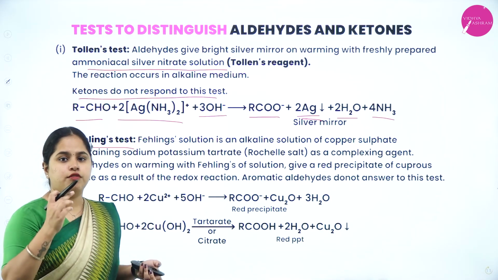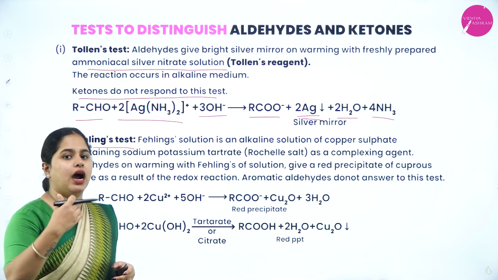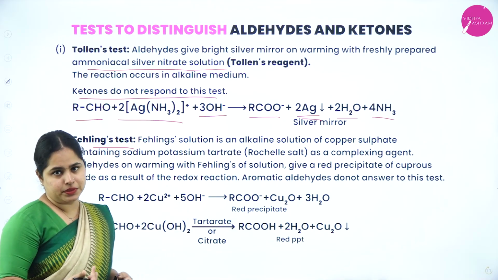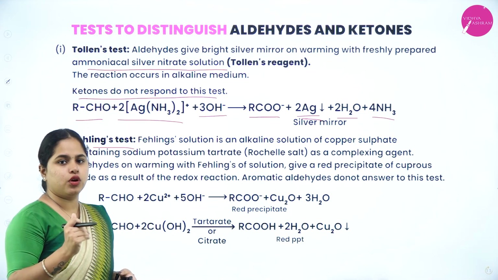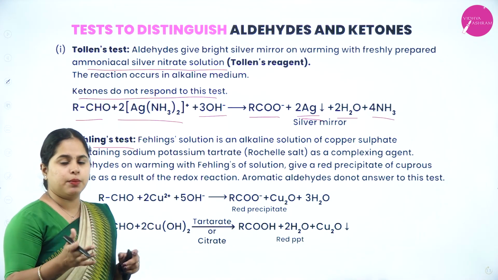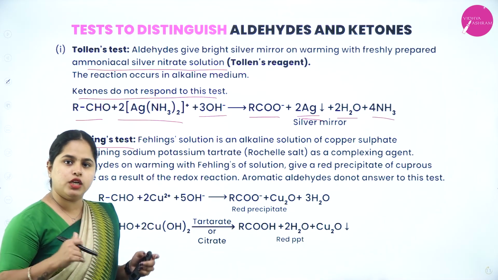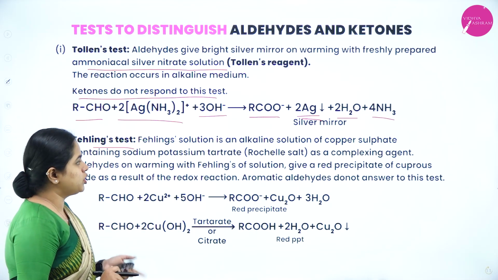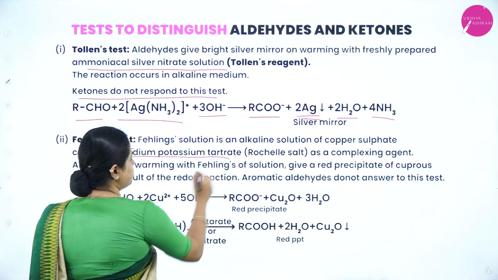Okay, that is Fehling's A and Fehling's B will be taken in equal proportions and added to the compound. So if it is forming a red precipitate, we can see aldehyde is present. Okay, so this test is also used for the separation of aldehydes and ketones, identifying aldehydes and ketones. Ketones again will not show this test, only aldehydes will show. So Fehling solution is an alkaline solution of copper sulfate containing sodium potassium tartarate.